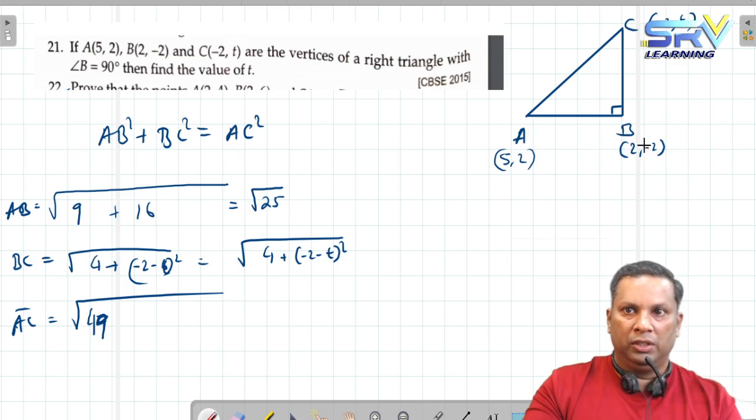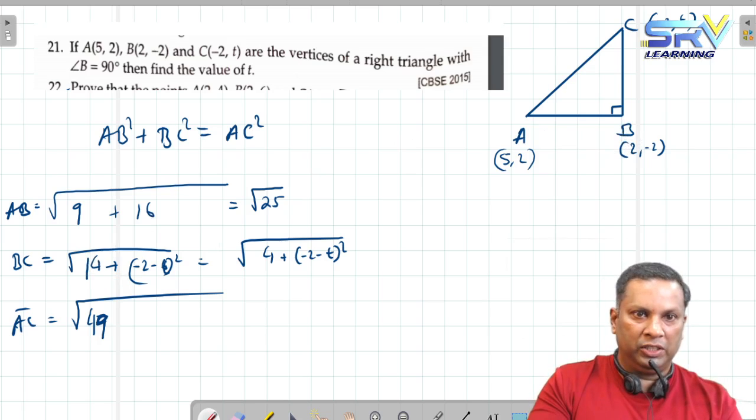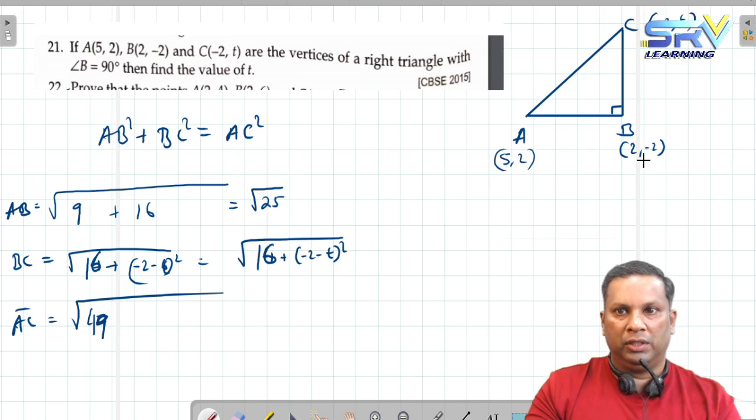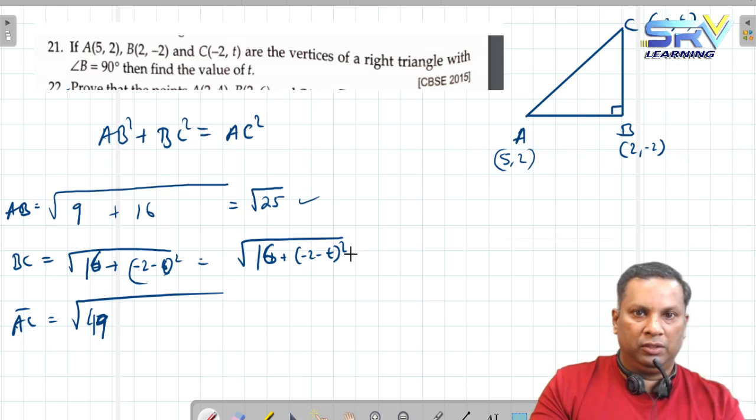BC में it is 2 plus 2, 4 का whole square, which is 16. Okay, so this is 16 guys. और AB चेक कर लेते हैं ऐसे ही. AB में 5 minus 2, 3 whole square is 9 और ये ठीक है. This is right, तो ये भी right.